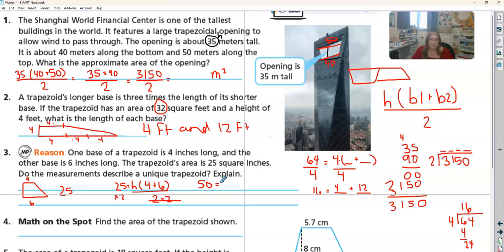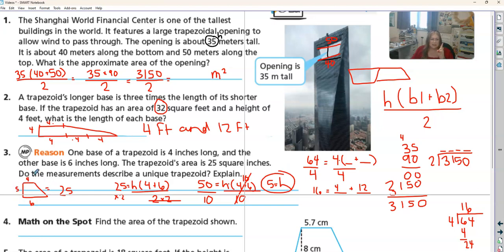So 50 equals h, and then 4 plus 6. We're going to add 4 and 6 is 10. And it's h times 10, right? So the opposite is to divide by 10, which cancels out. So we divide by 10 here. 50 divided by 10 is 5. H is 5.